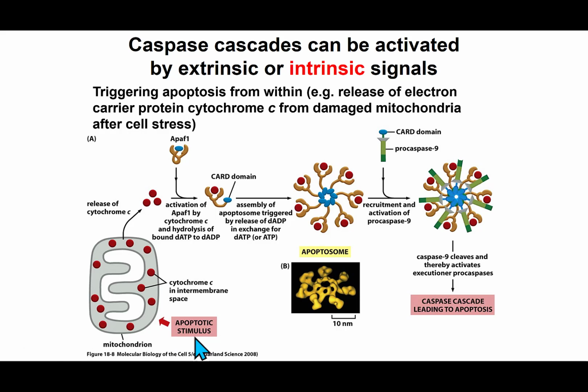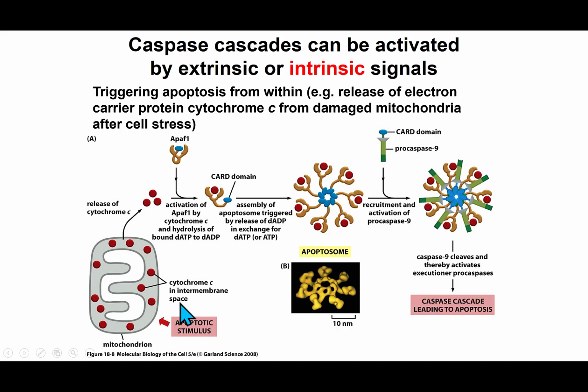And this is why I want you to be careful. UV light obviously comes from the outside of the cell. It definitely doesn't come from within the cell, but UV light induces intrinsic apoptosis because it's actually going to affect the release of cytochrome C. So again, when you're thinking extrinsic, you're thinking death receptors. Intrinsic, you're thinking cytochrome C release. Intrinsic apoptosis can be induced by something from the outside of the cell.